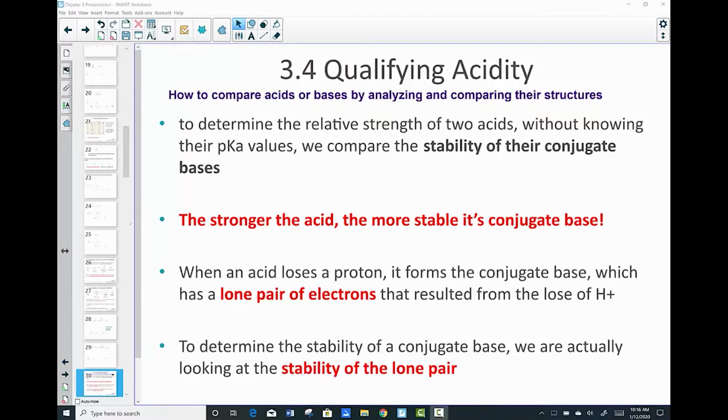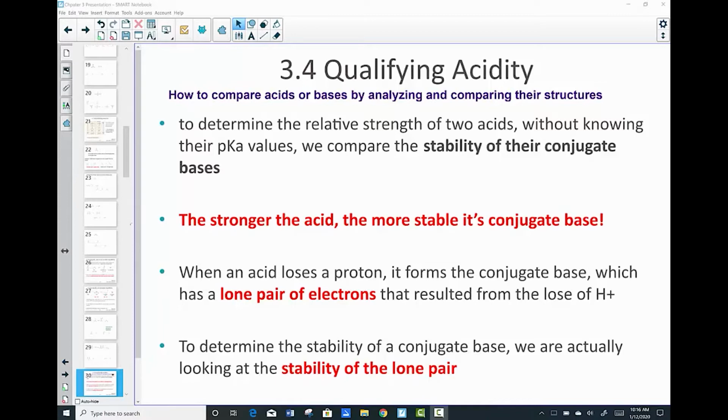So, kind of picking up with our acid-base lessons of chapter 3 in organic chemistry. You know, the last time we were together, we were using a pKa chart to compare strengths of acids and bases, looking at a quantitative value, a number provided to us in a published chart. Here in our next section, 3.4, qualifying acidity, we begin to compare acids and bases by analyzing and comparing their structures, really without using the published chart of pKa values.